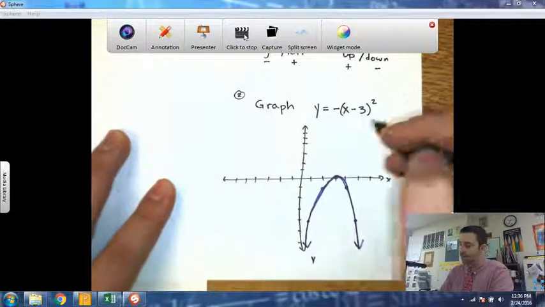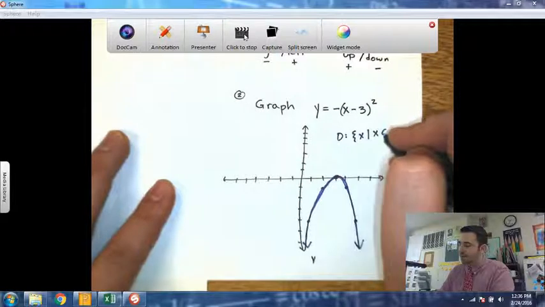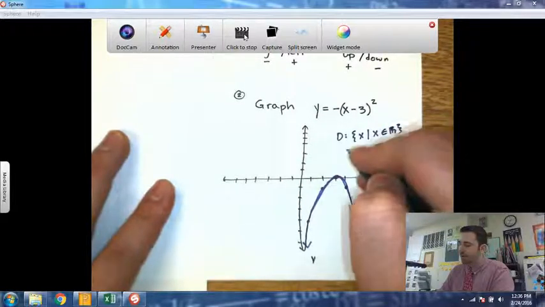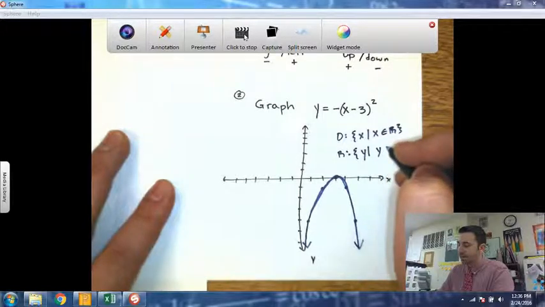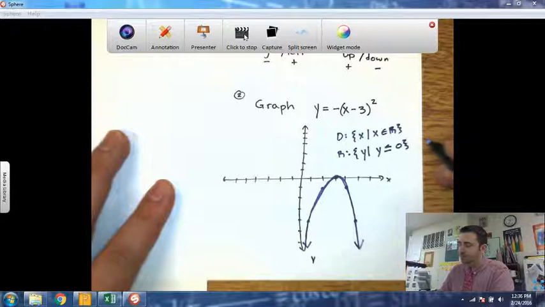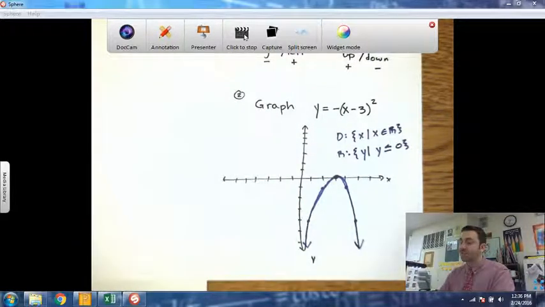And then for domain and range here, again, domain is defined as x such that x is an element of all real numbers, and the range is defined as y such that y is less than or equal to 0, which is interesting because we did not translate up or down, therefore domain and range does stay the same. However, our graph is different from the parent function.